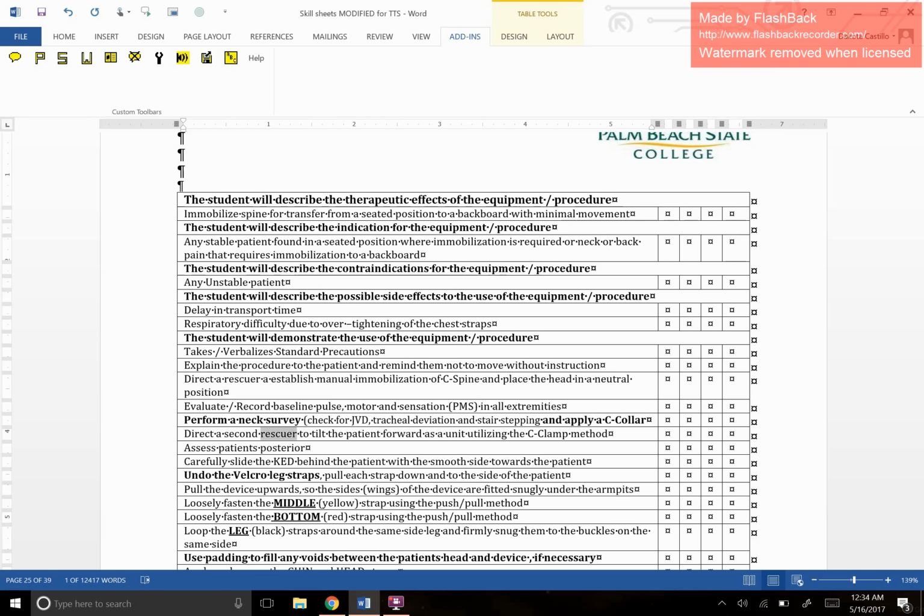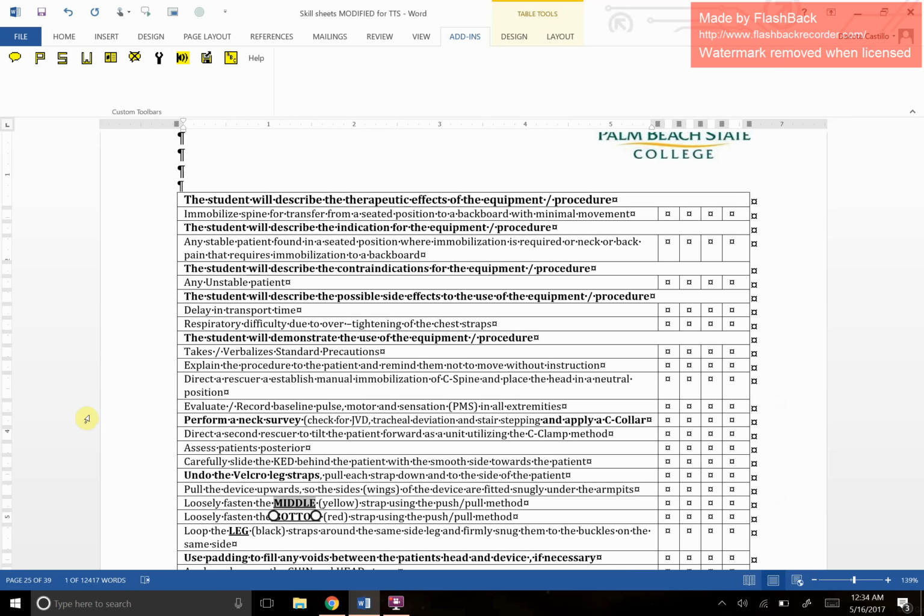Direct a second rescuer to tilt the patient forward as a unit utilizing the C-clamp method. Assess patient's posterior. Carefully slide the KED behind the patient with the smooth side towards the patient. Undo the Velcro leg straps, pull each strap down into the side of the patient. Pull the device upwards, so the sides, wings, of the device are fitted snugly under the armpits.